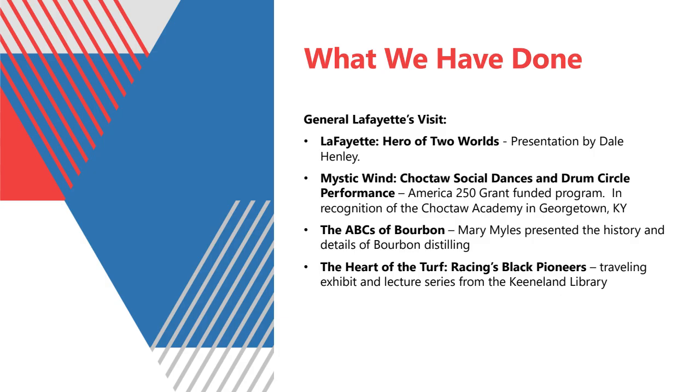And then we started off our actual Georgetown 250 celebration last November with the Mystic Wind Choctaw Social Dances and Drum Circle performance. This was our grant from America 250, which was fabulous. We had about 25 Choctaw come visit us from Mississippi, and they put on quite a show. They brought their antique drums. They had the whole drum circle. They did all the social dances. They pulled us into them. We all learned to dance.